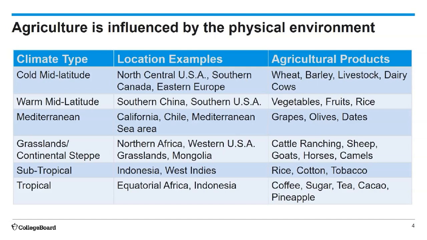In a grasslands or continental steppe climate, where it's semi-arid or very dry, like in northern Africa, the western United States grasslands, or even in Mongolia, you're going to find cattle ranching, sheep, goats, horses, camels, mostly animals that graze. A subtropical climate, which is found in places like the West Indies or even Indonesia, you'll see rice, cotton, tobacco, a lot of the plantation crops, as you will also in the tropical climate, which is found in equatorial Africa and Indonesia, where you'll see coffee, sugar, tea, cacao, and even pineapple grown on large plantations.